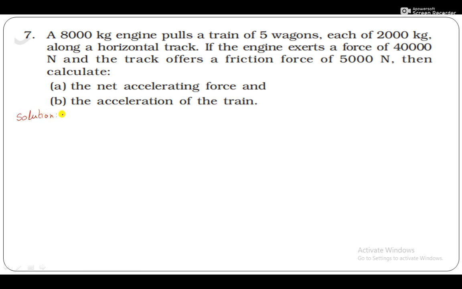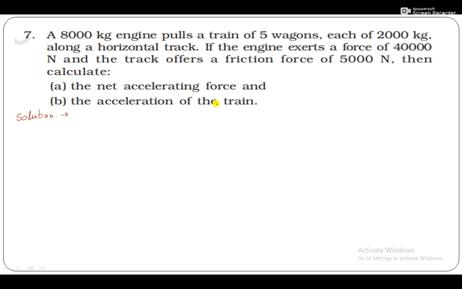What is the question? An 8000 kg engine pulls a train of 5 wagons, each of 2000 kg, along a horizontal track. If the engine exerts a force of 40,000 Newton and the track offers a frictional force of 5,000 Newton, then calculate the net accelerating force. First of all, we will write what is given.